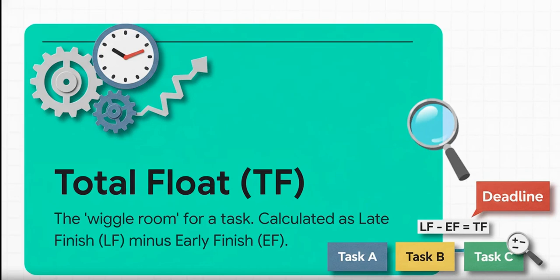Now let's talk about that total float. This is your wiggle room. It's the amount of time a task can be delayed before it actually starts messing with your project's final deadline. And the math is simple. Just subtract the early finish from the late finish. If that number is 0, you have no wiggle room at all.